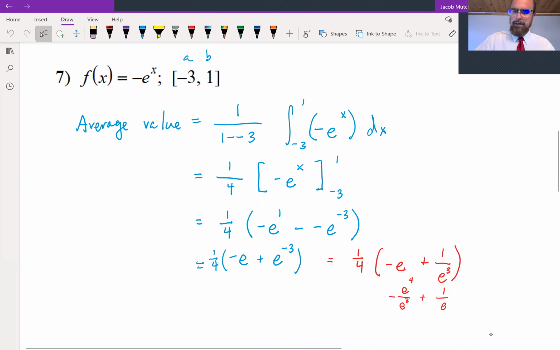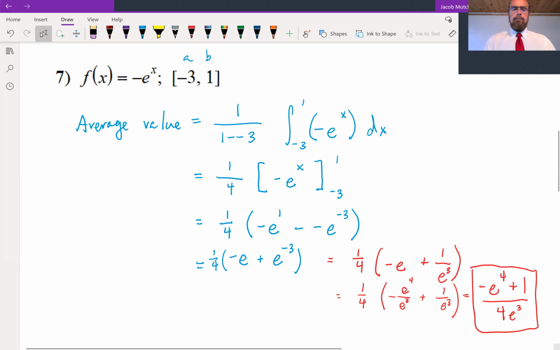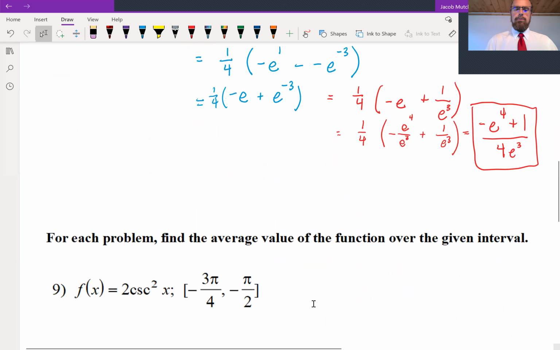And we can finalize and reduce. So that's going to be now negative e to the power of 4 plus 1 over 4e to the power of 3. So that's an example of finding the average value of a base e exponential.